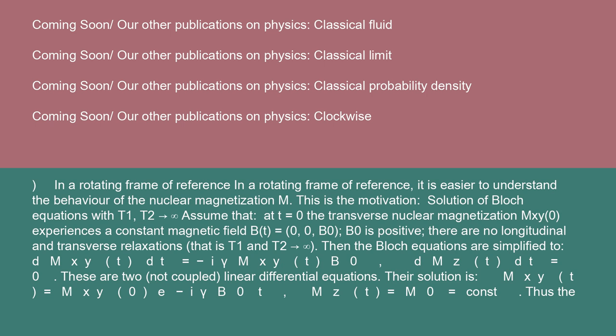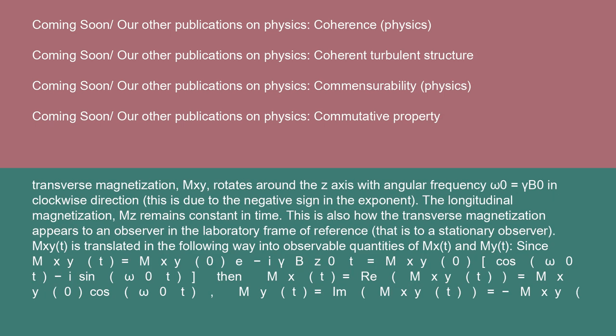These are two uncoupled linear differential equations. Their solution is M_xy(t) = M_xy(0) e^(-iγB0 t), M_z(t) = M0 = const. Thus the transverse magnetization, M_xy, rotates around the z-axis with angular frequency ω0 = γB0 in clockwise direction. This is due to the negative sign in the exponent. The longitudinal magnetization, M_z, remains constant in time.